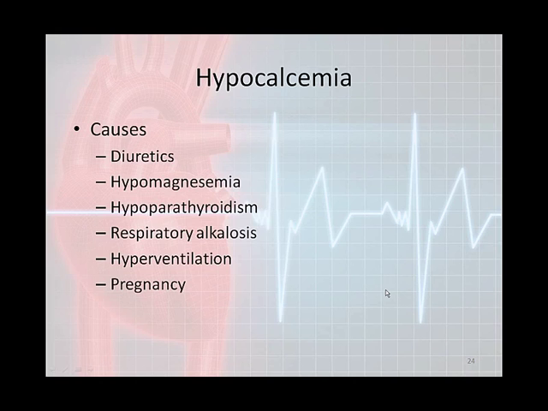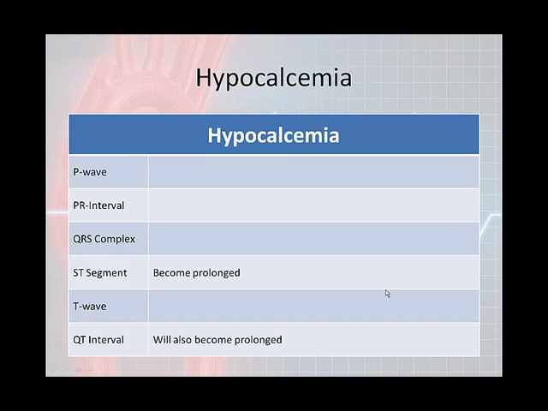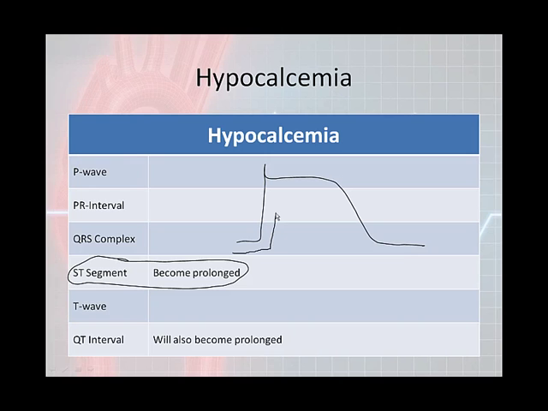Some causes of hypocalcemia include diuretics, hypomagnesemia, hypoparathyroidism, respiratory alkalosis, hyperventilation, as well as pregnancies. In hypocalcemia, the two big areas that are affected are, first of all, your ST segment, which becomes prolonged. The reason it becomes prolonged is that you're prolonging your plateau phase before it finally decides to repolarize. If you were to draw a QRS complex, there would be your QRS complex, there would be your plateau phase, and eventually you would hit your T wave way over here. This ST segment here would be prolonged longer than normal.